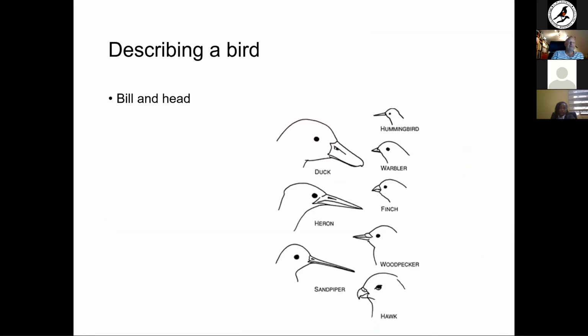All birds have bills, and bills also show the lifestyle of the bird, what they're eating. The hummingbird, they eat nectar. The duck is grazing on the water. Warblers are picking insects, finches are crushing nuts, herons are spearing fish, woodpeckers are chiseling out nest cavities, but also use their bill to get worms and things inside the wood. Sandpipers probe into the mud to get food. And the hawk has a bill that you can tear flesh with.